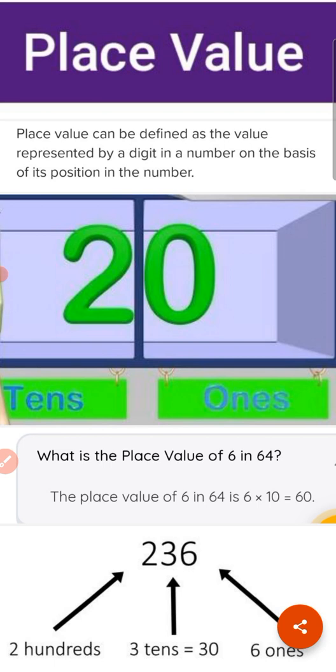Place value. In mathematics, every digit in a number has a place value. Place value can be defined as a value represented by a digit in a number on the basis of its position in the number. See children, in a number, every digit has a value.